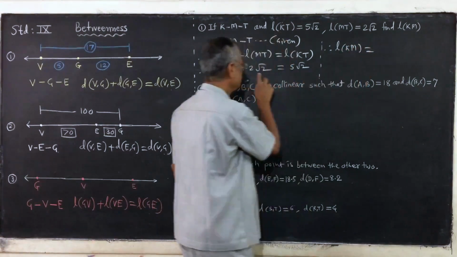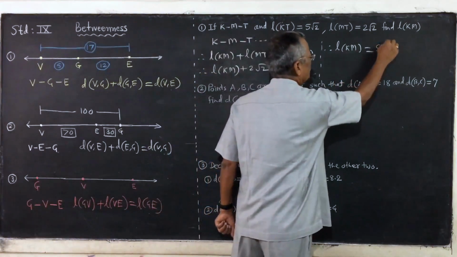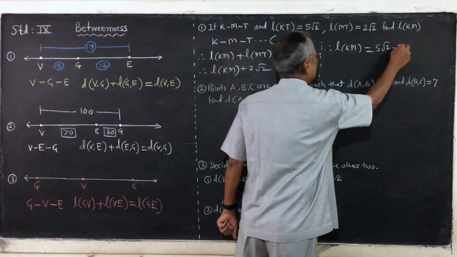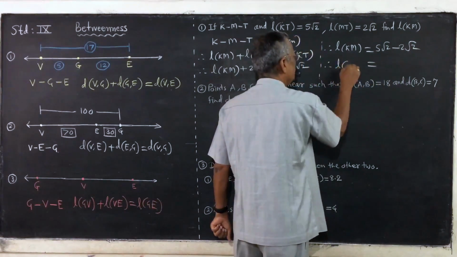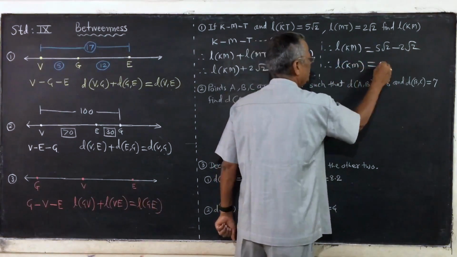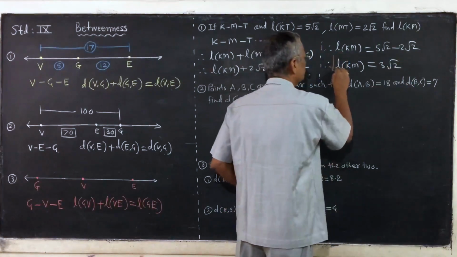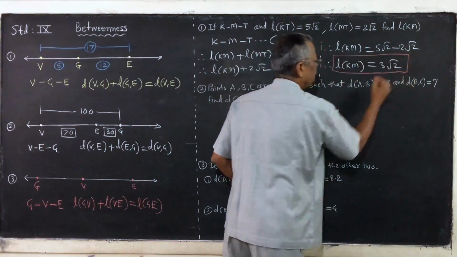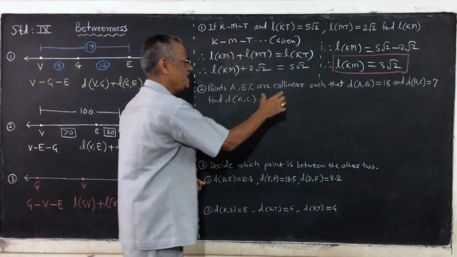By the rules of equation, length of KM is equal to, transfer this 2 root 2 to the right hand side, 5 root 2 minus 2 root 2. You know the difference. Length of KM is equal to 3 root 2. This is your final answer. Similarly, there is an interesting second example. What is that?